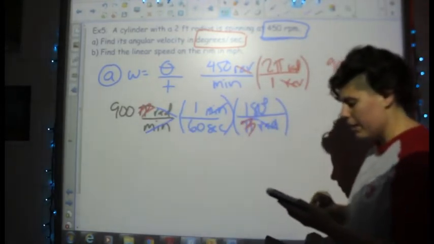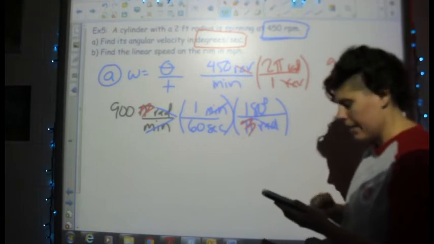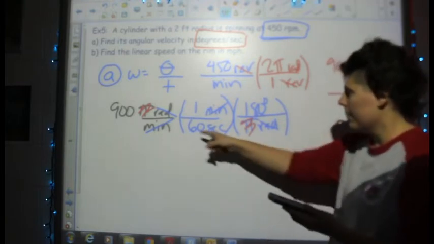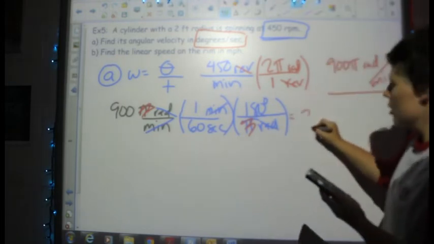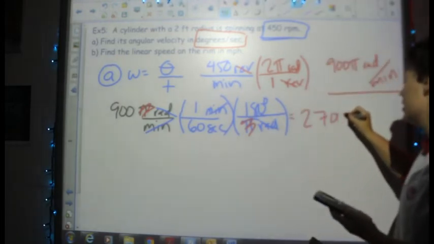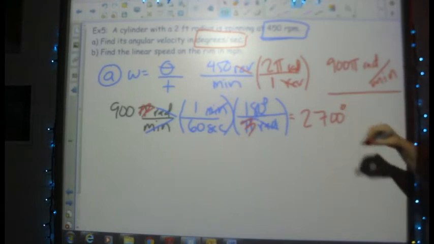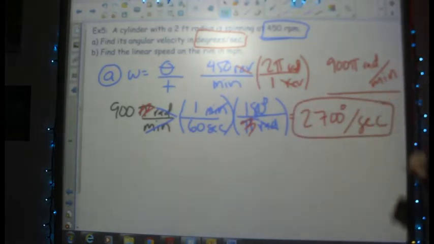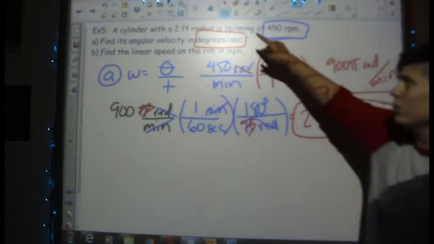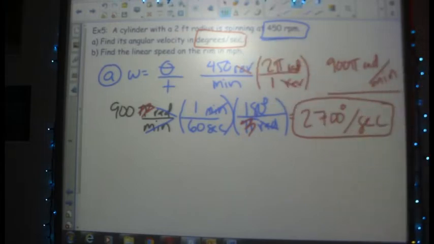So 900 times 180 divided by, on the bottom I have a 60. So I wind up with 2,700 degrees, that's how I mark it with my degree sign, per second. So there is my answer. Not that 900 pi radians per minute was a problem, that's still angular velocity, but it wanted it in degrees per second. So I need to make sure I answer the question how it was asked.